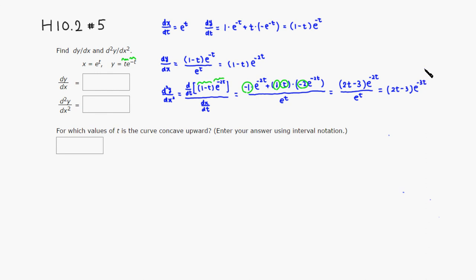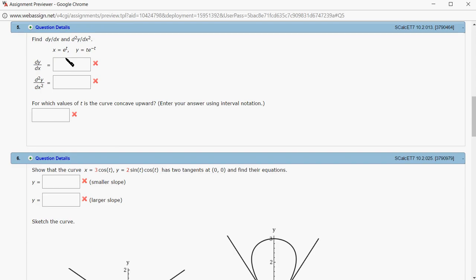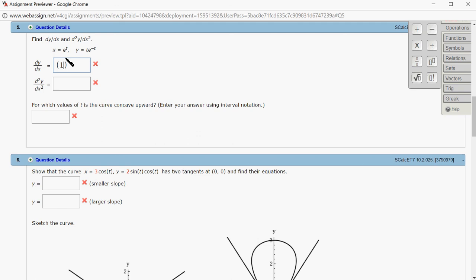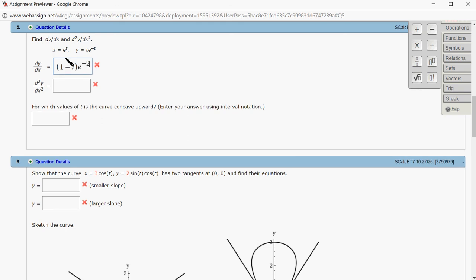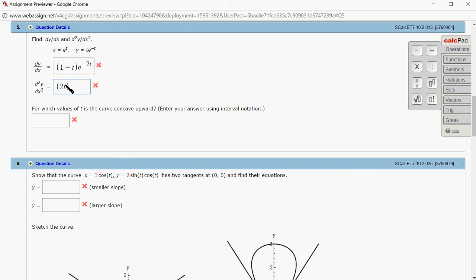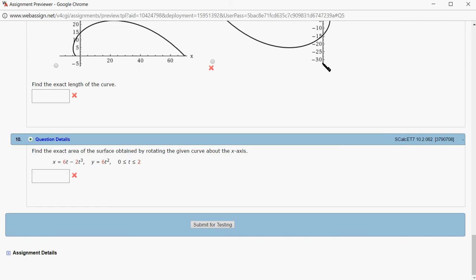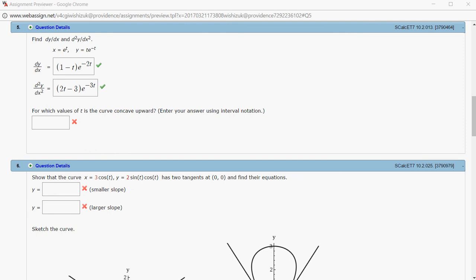Let's type in those guys first. We got 1 minus t e to the negative 2t. Then the second derivative is 2t minus 3 e to the negative 3t. Let's go ahead and check to see if we got the right derivatives. Submit for testing. I came back and it looks like we got the first derivative and the second derivative correctly.